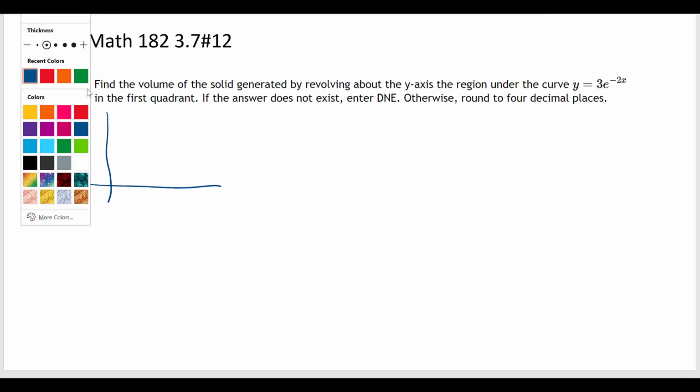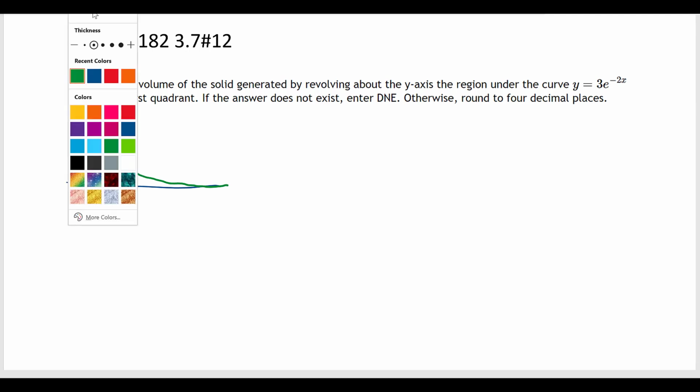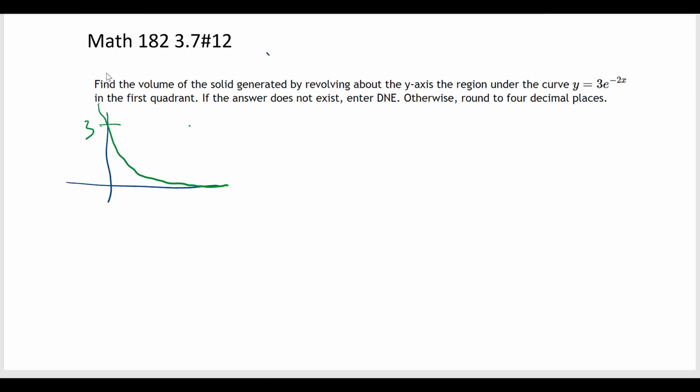And let me change colors. You can draw it on Desmos or on your graphing calculator, but it comes down across here and goes down. It crosses here at 3, but it never quite touches the x-axis. It gets infinitely close, but never touches it. And so when we're doing this, our integration is going to be from 0 to infinity.